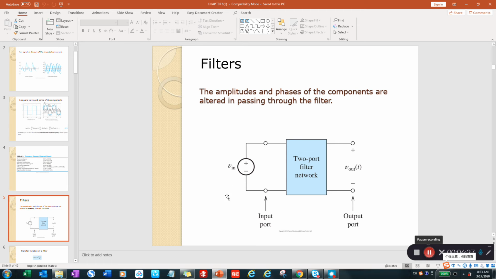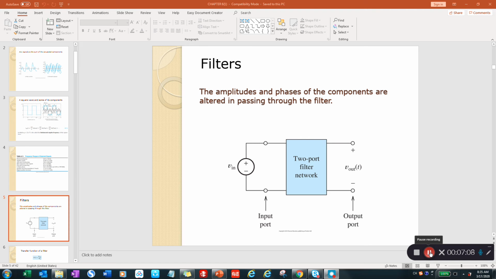You can see the left-hand side is the input signal. The Vin is the voltage information here, and the two-port is for the input. And if you look at the right-hand side, the two-port is for the output, and the output is also a voltage signal. When the input signal passes through this filter, the amplitude and phase of the components will be changed. The change is based on the frequency.